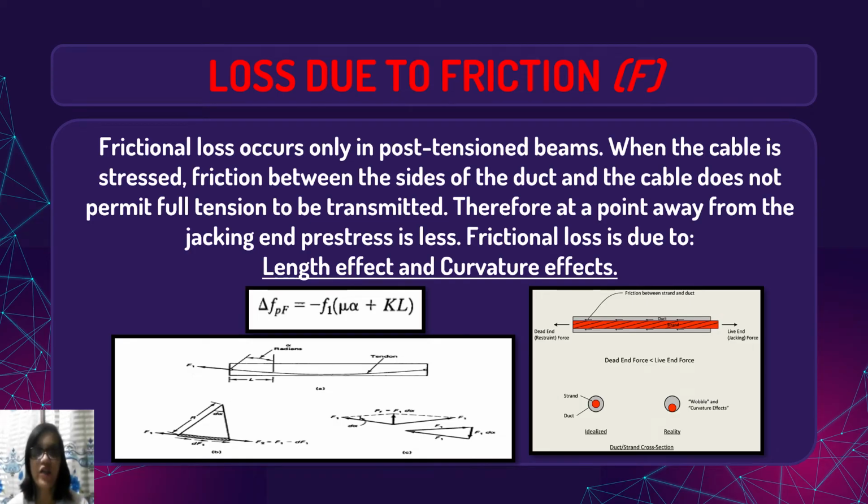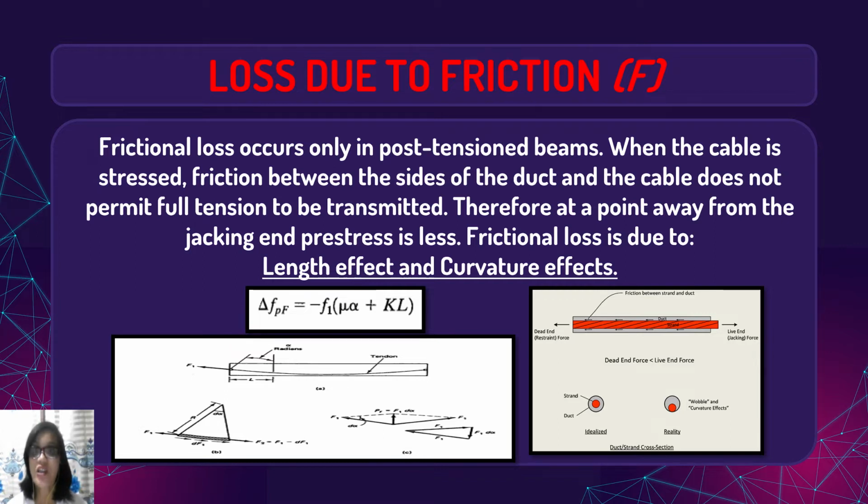Now, let's talk about the loss due to friction. In the case of pre-tensioning, there is no loss due to friction as the concrete is not yet hardened at the time of tensioning the tendons. Frictional loss occurs only in post-tensioned beams. When the cable is stressed, friction between the sides of the duct and the cable does not permit full tension to be transmitted. Therefore, at a point away from the jacking end, pre-stress is less.